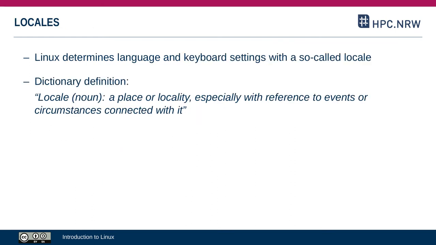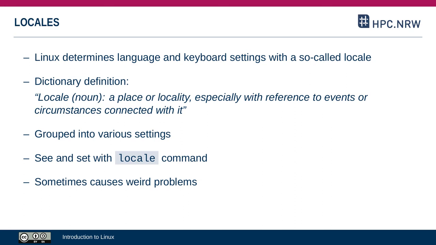Another thing I want to mention is locales. A locale is what Linux uses to determine some language-specific settings for you. For example, what language your console displays error messages in and what keyboard settings you're using. Those settings are grouped and you can display them with the locale command. And if you ever want to change them manually, you can do that with the locale command as well.